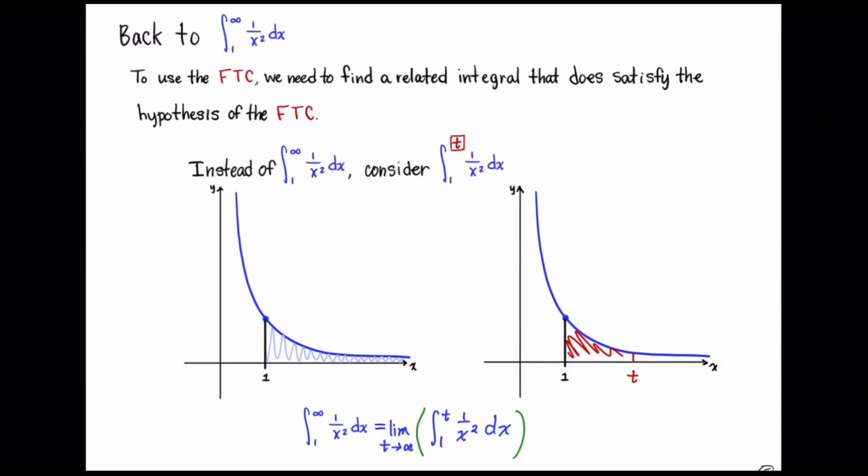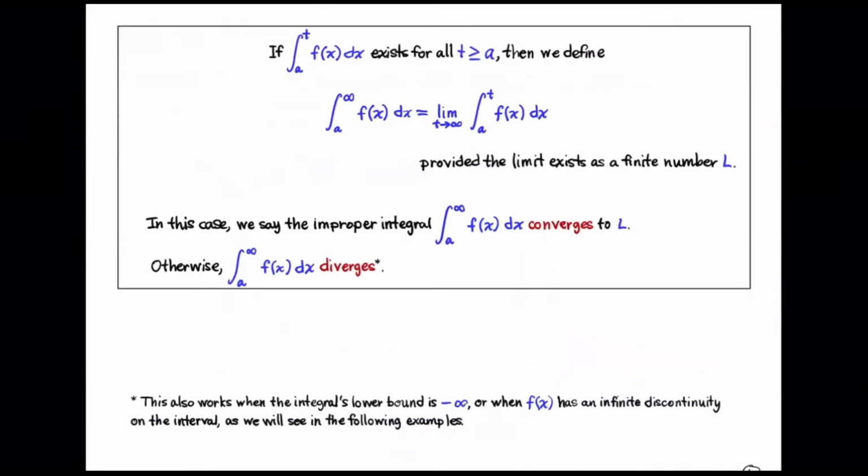So let me give you the technical definition here. If we have an integral from a to t of f of x dx, and it exists for all values of t that are greater than or equal to a, then we can say that the improper integral from a to infinity of f of x dx is equal to the limit as t approaches infinity of the integral from a to t of f of x dx, provided that that limit exists and that it is a finite number L. In that case, we would say that the integral converges to L.